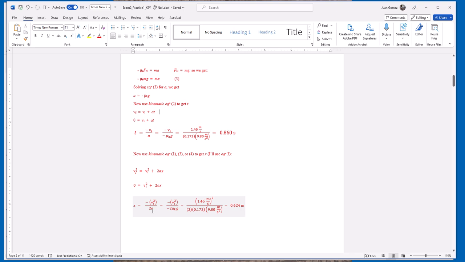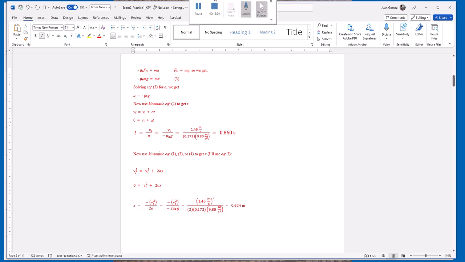Well, again, what is A? Look in the denominator. What is A? A is minus mu k g. So you get minus Vi squared over minus 2 mu k g. Because A is minus mu k g. Minus signs cancel, plug in the numbers, and you get 0.624 meters. Now, it'd be worth it to try using equation 1 or 4. And I guarantee 100% you're going to get the same answer.